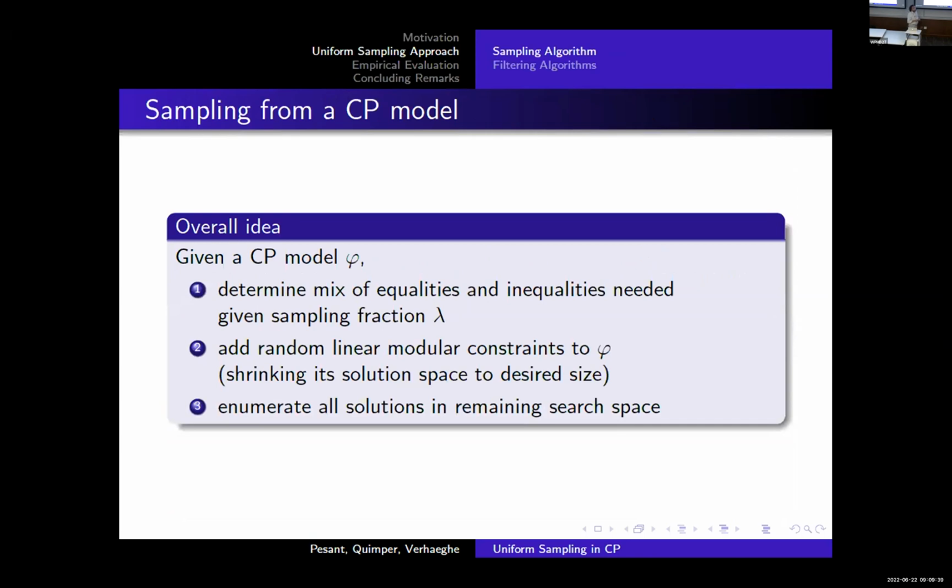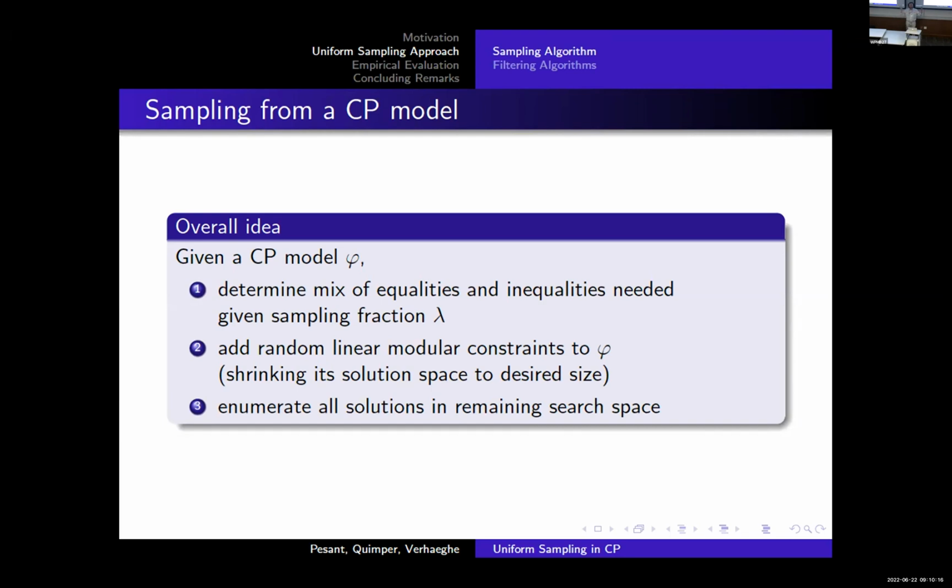So let's look at our sampling algorithm then. The overall idea is that you're given a CP model. Then the first step is the trickiest. We want to determine the right mix of equalities and inequalities to get the sampling fraction we want. So for some lambda between 0 and 1, I want 0.1, I want 10% of the solutions, or more likely 1/10% of all the solutions. That's your lambda, and that's what we want to get.